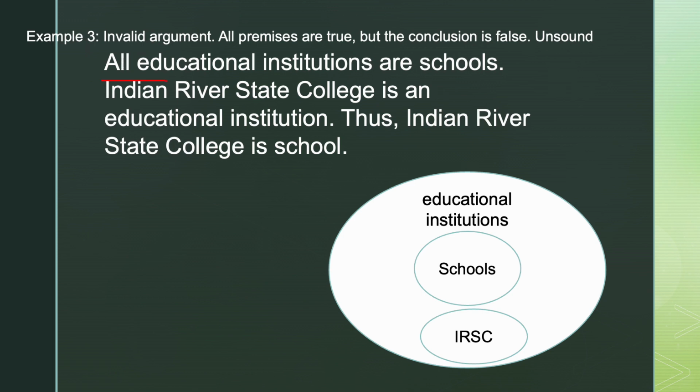Here we have our last example. All educational institutions are schools. Indian River State College is an educational institution. Thus, Indian River State College is a school.